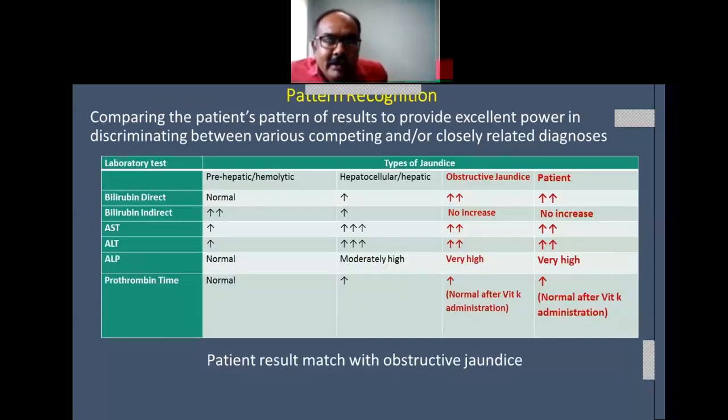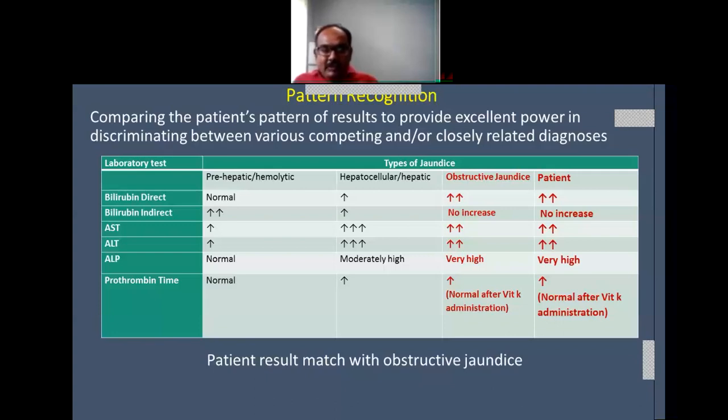Next. So pattern recognition is very important: what pattern your patient has in his own result. For example, when you go for diagnosing prehepatic, hepatic, and obstructive jaundice, your direct bilirubin and total bilirubin will increase during obstructive jaundice, and the AST, ALT, ALP will also be very high, and the PT test, because the prothrombin time is getting increased. After giving vitamin K, the PT is getting reversed, meaning the patient is most probably suffering from obstructive jaundice, because he has a very high amount of direct and total bilirubin, AST, ALT, ALP also, and after giving vitamin K, the prothrombin time is getting normalized.